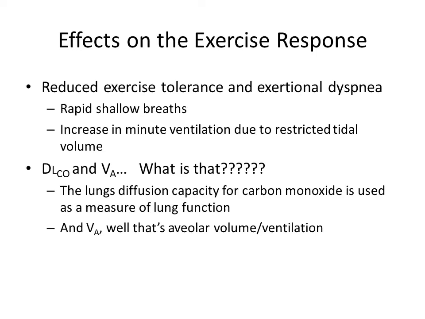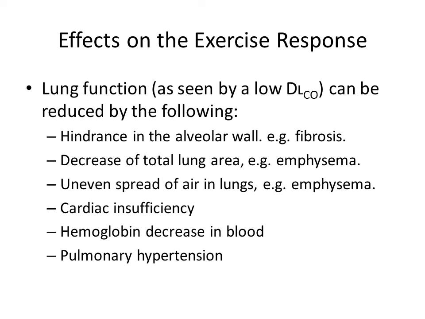Carbon monoxide transfers to the blood pretty quickly, and they know how fast it should transfer in, so they use that diffusion rate as a measure of lung function. And so if you have a lower diffusion rate, you have some type of lung issue. And with alveolar ventilation, that's alveolar volume and ventilation. So lung function can be reduced by the following: a hindrance in the alveolar wall, for example in fibrosis; a decrease in total lung area that you might see in emphysema; uneven spread of air in the lungs, also with emphysema; cardiac insufficiency; hemoglobin decrease in the blood; and pulmonary hypertension.